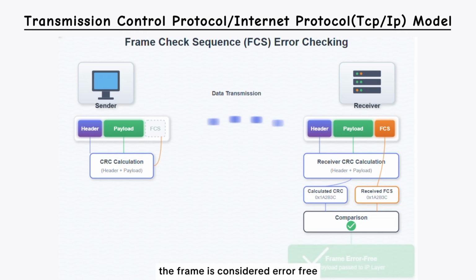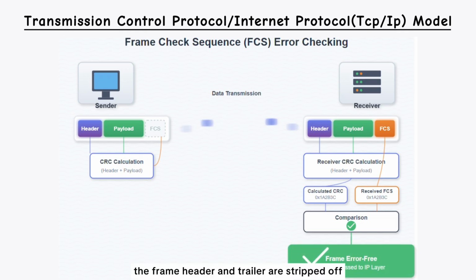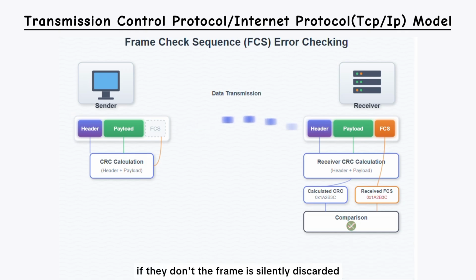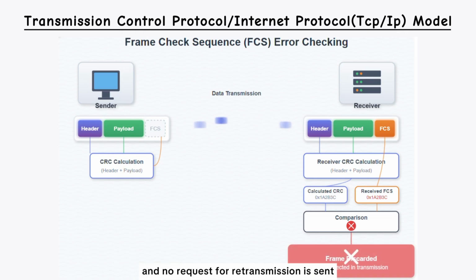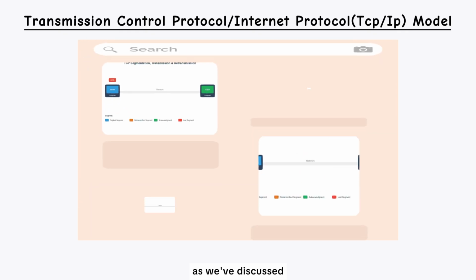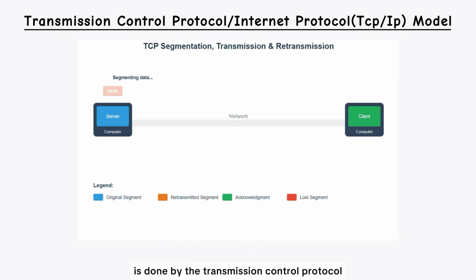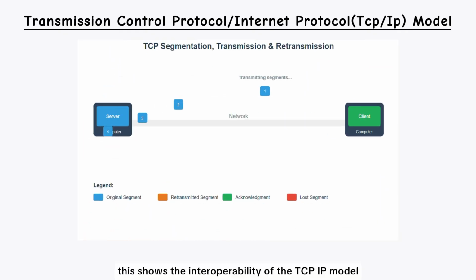If they match, the frame is considered error-free. The frame header and trailer are stripped off and the payload, which is the IP packet, is passed up to the internet layer. If they don't, the frame is silently discarded, it is not acknowledged, and no request for retransmission is sent at this layer. Retransmission, as we've discussed, is done by the Transmission Control Protocol. This shows the interoperability of the TCP/IP model.